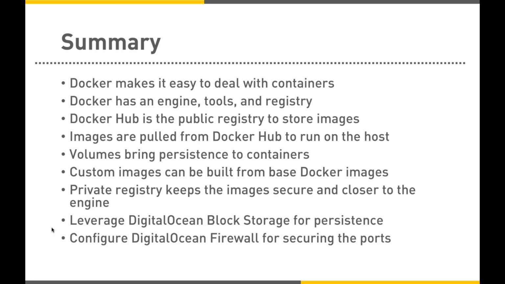Every time you want to run a new image that is not present on your local host, you basically do a pull from the registry. It could be Docker Hub, it could be a local private registry, doesn't matter, but you always need to pull. Volumes bring persistence to containers. Without volumes, you're dealing with stateless ephemeral containers, not very useful. So custom images can be built from base Docker images, like the way we pulled HTTPD, modified it, and created a custom image of it. Private registry keeps the images secure and closer to the engine, thus reducing the latency. Ultimately, you will have better response times for pull and push because the registry lives next to the Docker engine.